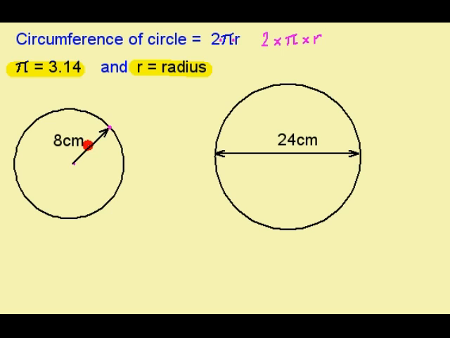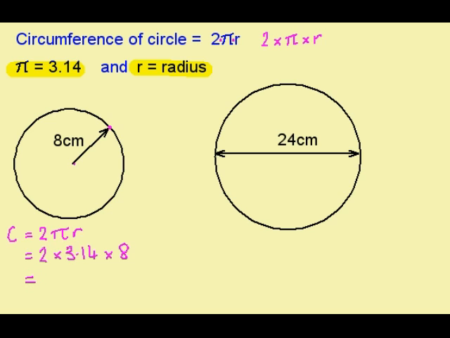So in this question, we're given the radius, and it's 8 centimetres. To find the circumference of the circle, we need to start by writing down our formula, 2 pi r. Pi is just the number 3.14, and r is the radius, which is 8.